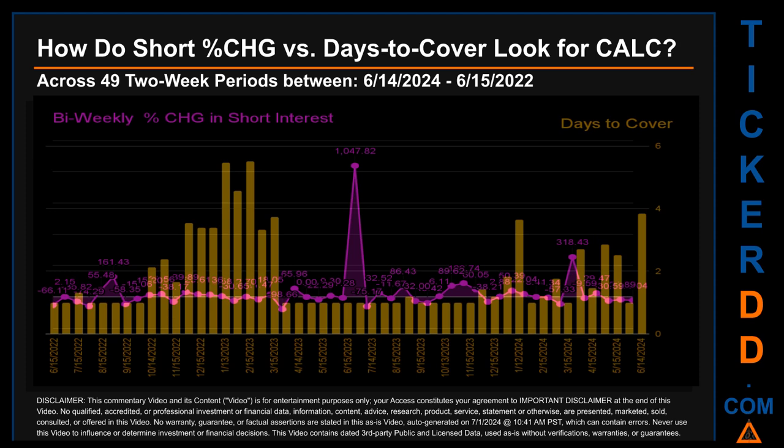Other interesting data points include: the largest percentage increase in short interest was 1,047.82%. The largest percentage decrease in short interest found across those 49 2-week snapshots was minus 98.66%. It occurred once on March 31, 2023 settlement date. The average days to cover was about 1.85. The biggest days to cover was 5.52 and it happened once on February 15, 2023 settlement date.